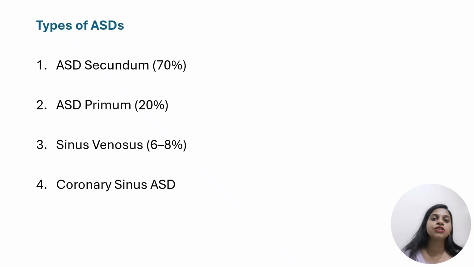As I mentioned earlier, the ostium secundum ASD is the most common type of ASD, contributing 70% of atrial septal defects. Then the next one is the primum ASD, then another one is the sinus venosus ASD, and the least common and very rarely found are coronary sinus ASDs.